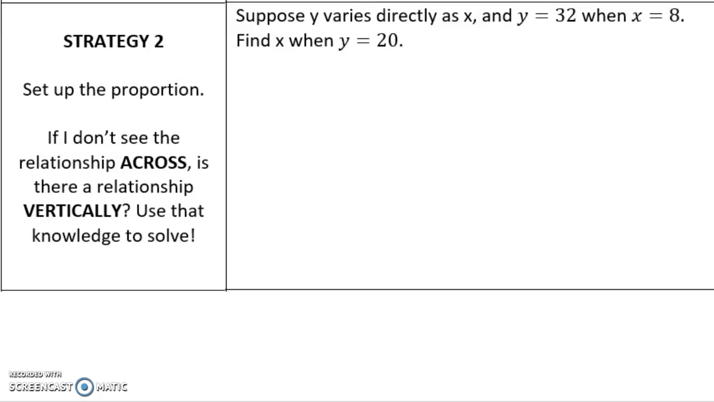All right, let's look at that again. Y varies directly as X. Y varies directly with X. Y is 32 when X is 8.